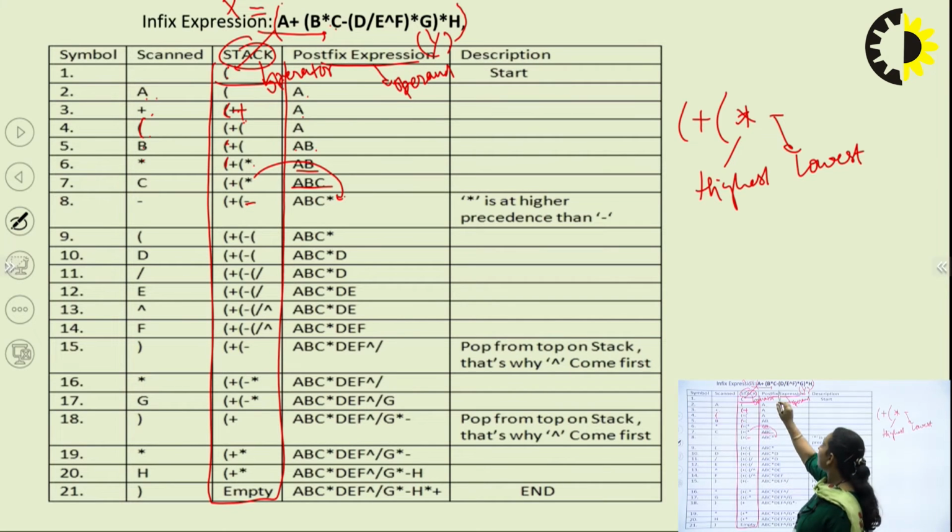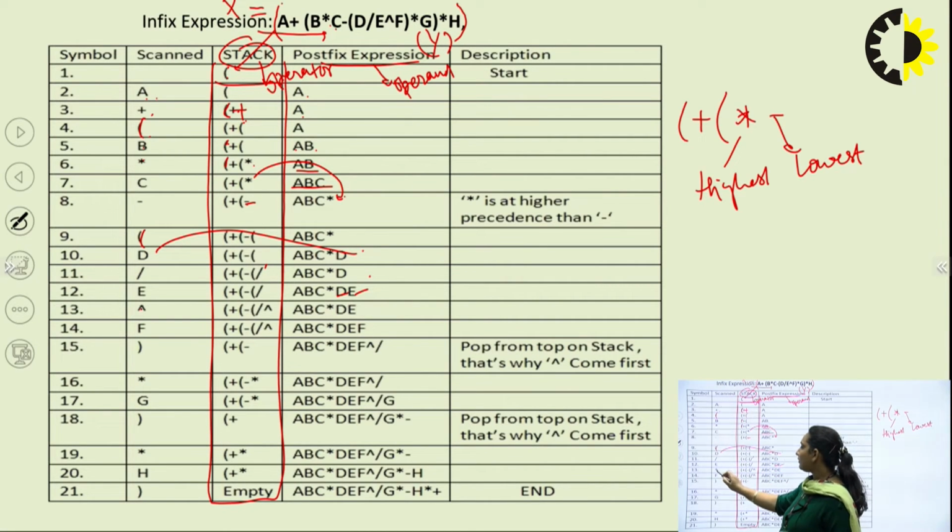Now scanning from left to right, there is another opening bracket. Then we have D, so D will go into the expression. Then we have a divide, which we will push into the stack. Then E will go to the expression, because the operands go to the expression and the operators go into the stack.